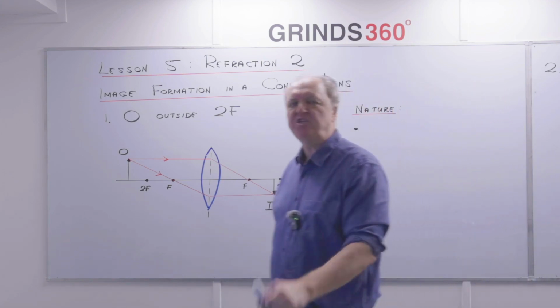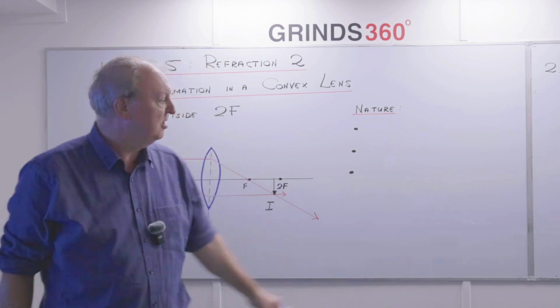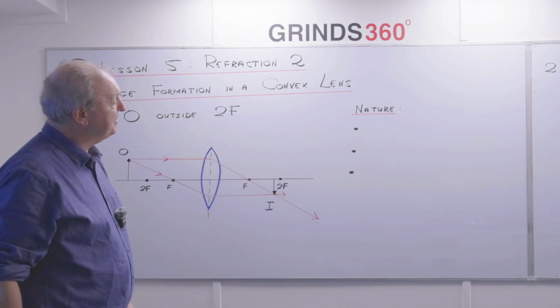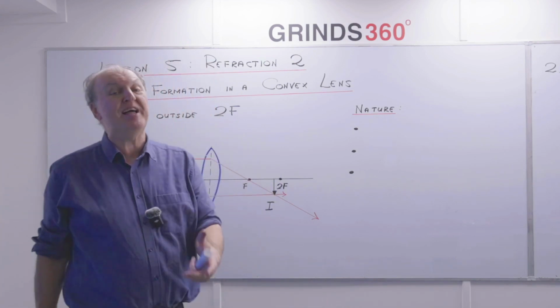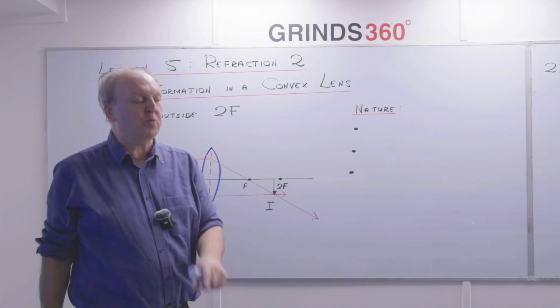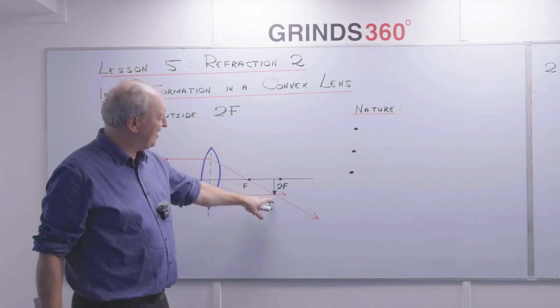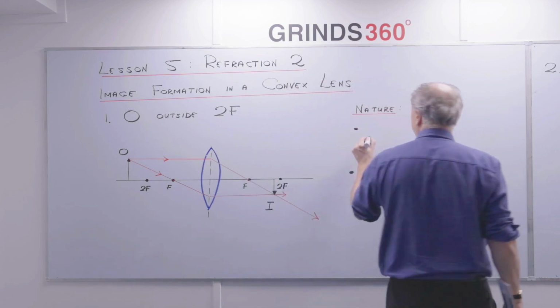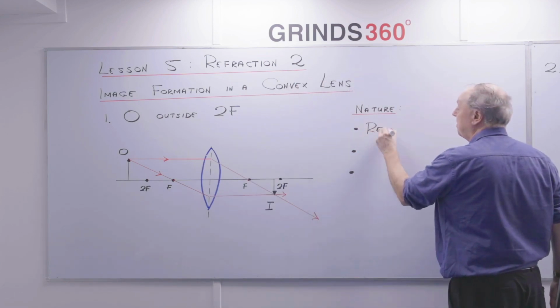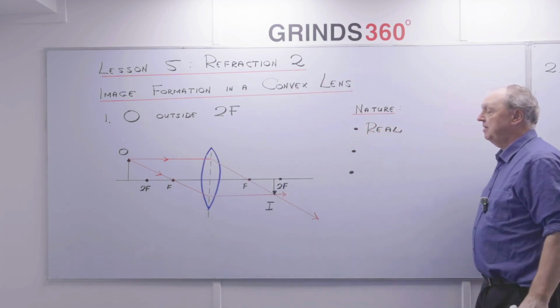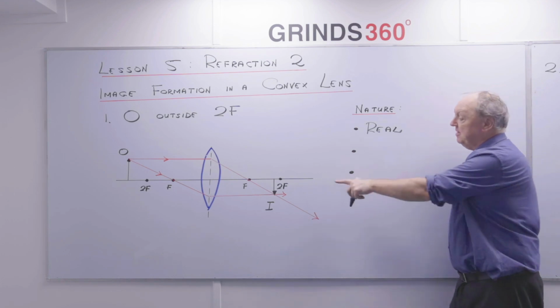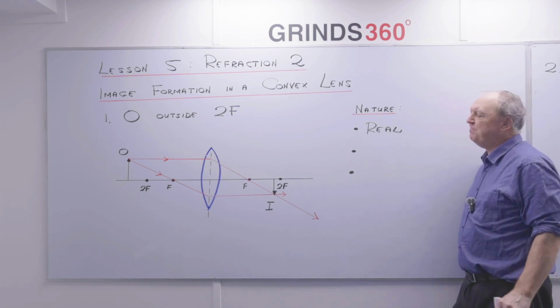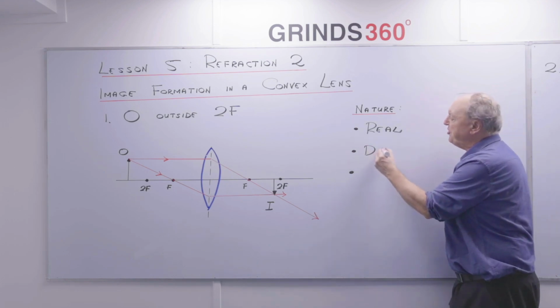That brings me to the nature, the properties of the image. Well, I'm going to have 3 properties just like we had for mirrors. You know this well. First of all, the rays of light actually meet. And if they actually meet, that means you're talking about a real image. Next, look at the size of it. It looks smaller. Smaller we call diminished.